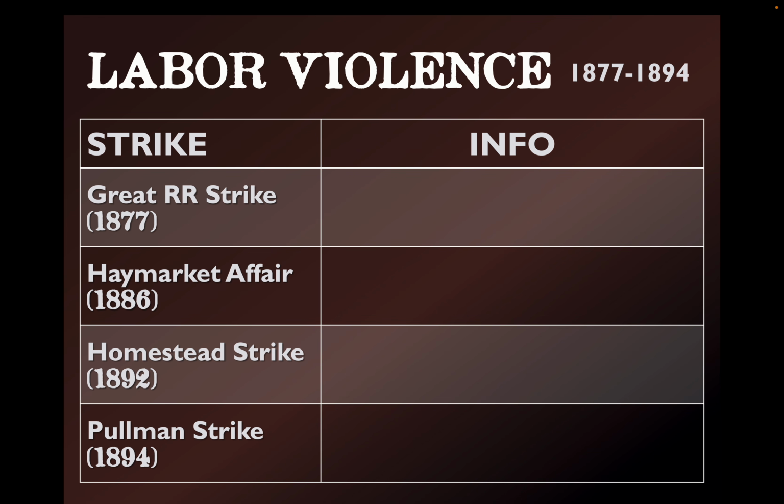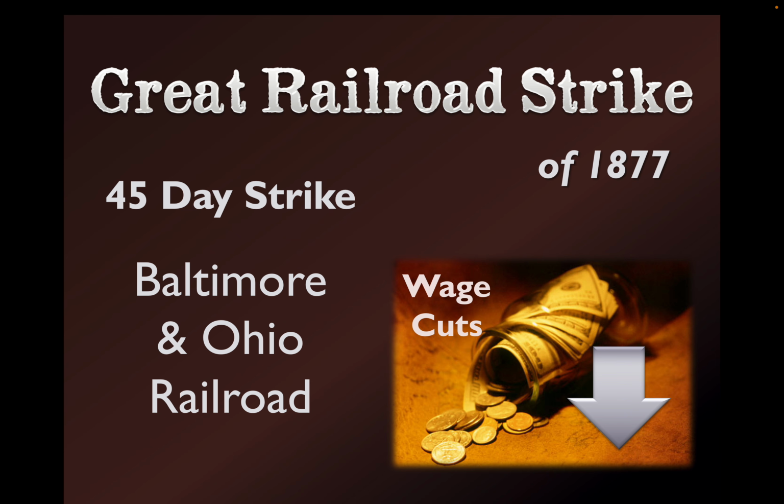All right, so because of all this, during this time period, 1877 to 1894, there were a lot of different instances of violence happening around the nation, specifically in certain industries, but a lot of the products that were going around the nation were being transported by railroad. So there was the first one, the Great Railroad Strike in 1877. There was a 45-day strike with the Baltimore and Ohio Railroad. There were a lot of wage cuts, and because of those wages being cut, the workers decided to strike.